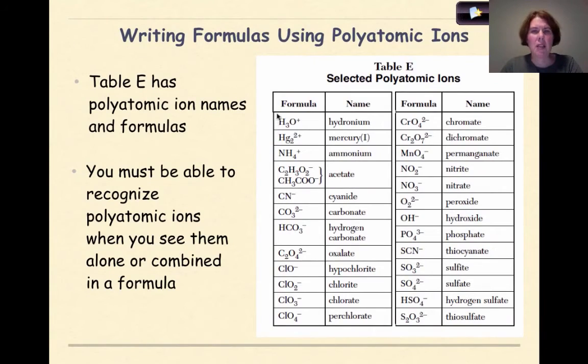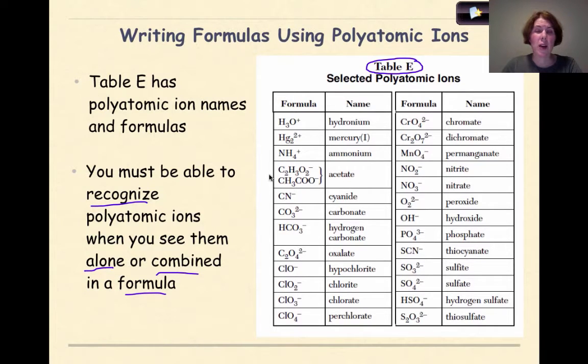All of your polyatomics can be found on Table E of your reference table. Now, remember, you must be able to recognize your polyatomic ions when you see them either alone or combined in a formula, and this is really, really key. So when you look at a formula and you say to yourself, gosh, I think that's a polyatomic, it is always in your best interest to go to Table E and identify what polyatomic it is, what the charge is, how it's set up, the name of it ultimately. Table E is just a very good reference table to know how to use.